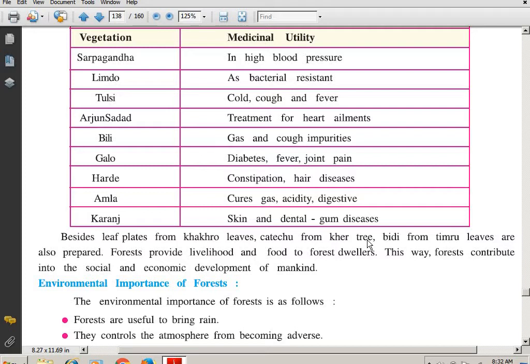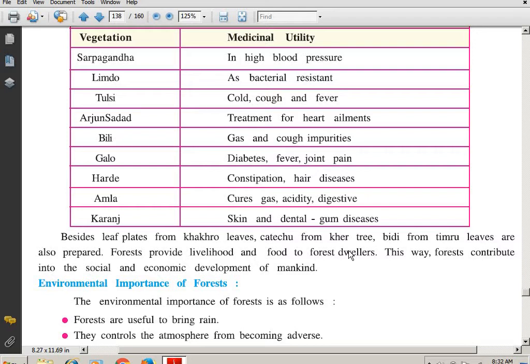Besides, leaf plates from kakro leaves, catechu from kher tree, and bidi from timru leaves are also prepared. Forests provide livelihood and food to forest dwellers. This way, forests contribute to the social and economic development of mankind. So students, see how the forests have been very helpful in different ways. How have they been useful, students? They have been used as medicinal plants. Also, leaf plates from kakaro leaves, catechu from kher tree, bidi from timru leaves, plus the medicinal use.